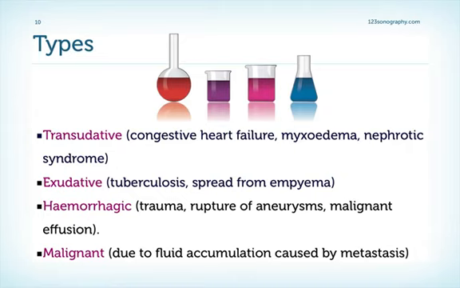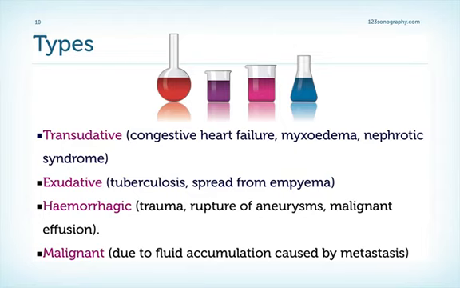Depending on what type of fluid accumulates within the pericardial sac, we can distinguish transudative, exudative, hemorrhagic, or malignant pericardial effusion. Transudative effusions are usually caused by congestive heart failure, myxedema, or nephrotic syndrome. The fluid is fairly clear. It has very little protein content, no cells, and usually also no leukocytes.